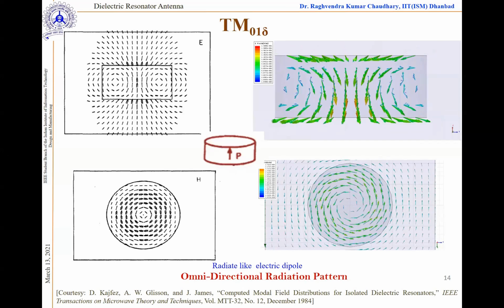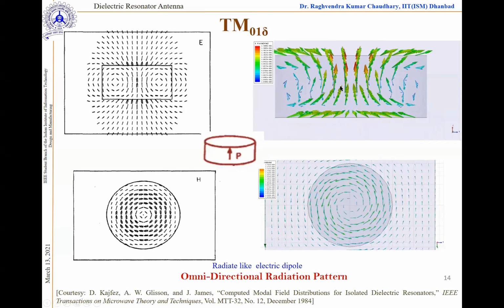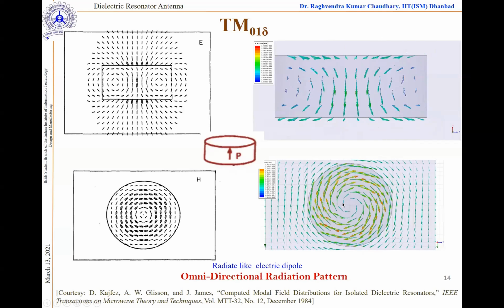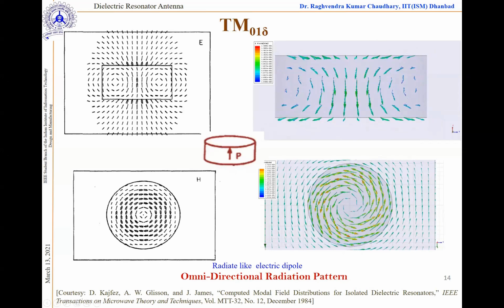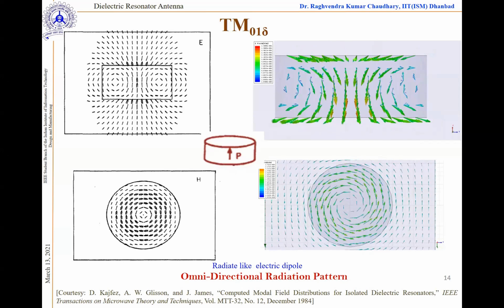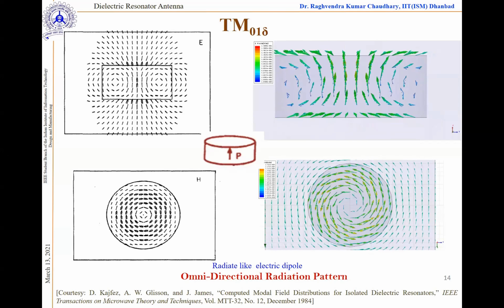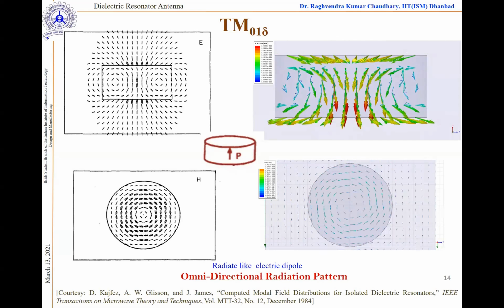If you find out the electric field, the electric field will be in this fashion, and the magnetic field around the dipole is like that. So this is almost the same as what we learned in a dipole antenna, the lambda by 2 antenna, correct? The same thing we can observe with this DR when we are exciting the TM01 Delta mode.